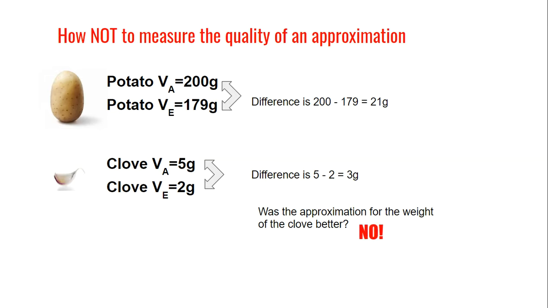Actually, it was not. Because if you think about it, the approximation 5 grams is more than twice the actual weight of the clove. That's not the case with the potato. The potato was actually quite close in relative terms. And that's very important. The idea that we figure out how close we were relative to the actual weight of the potato. So this is how you actually do it. This is the proper way to do it.